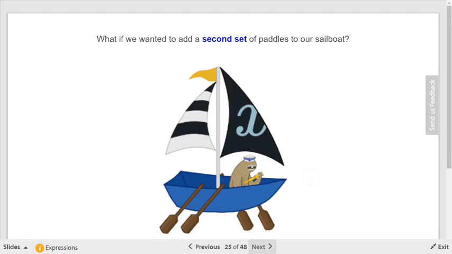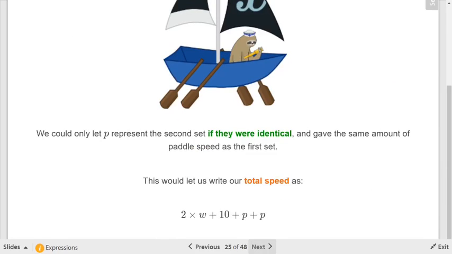Now, what if you put a second set of paddles? You have P plus another P, or you could write that as 2 times P, right? Because remember that anytime you have things added together more than one time, that's the same as saying 2 times that many. Excellent.